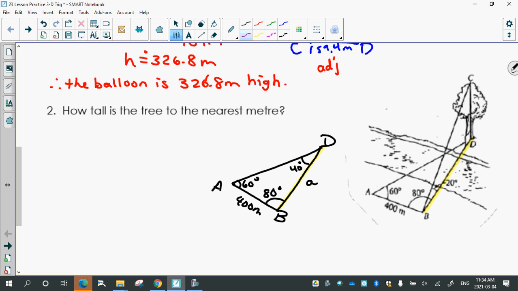Is it a right triangle, DBA? No, it's not. Do I have a side angle pair? Yes, I have 400 meters and 40 degrees. And so then I can find A using the sine law. So I've got A over the sine of 60 degrees equals 400 over the sine of 40 degrees.